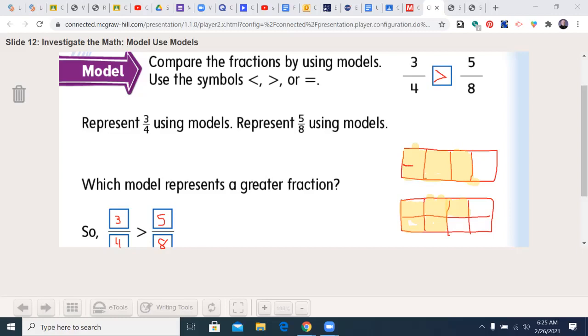If I did this so that this was all 8s, suddenly what would I have? Suddenly I have 6 out of 8 compared to 5/8. Now what's bigger? Well, Mr. Ireland, 6 is greater than 5. Duh. And suddenly that duh moment of, wait a minute, 3 isn't greater than 5, but 6 is.